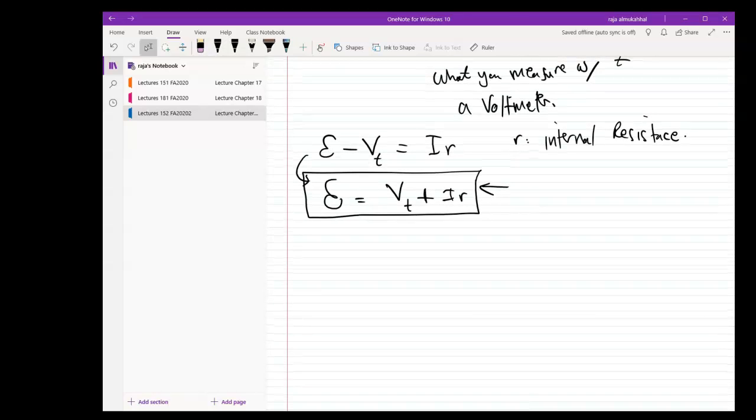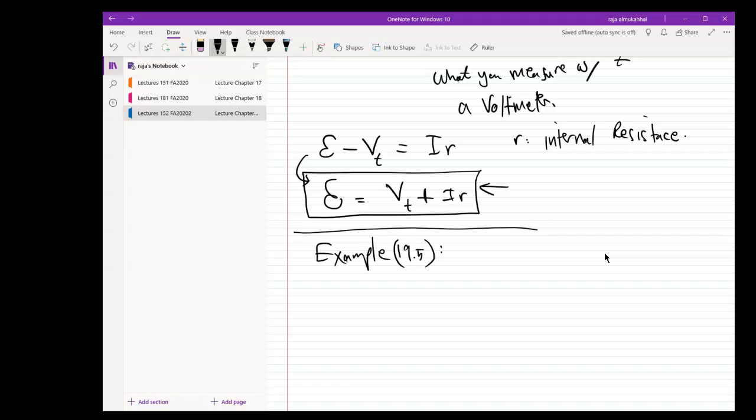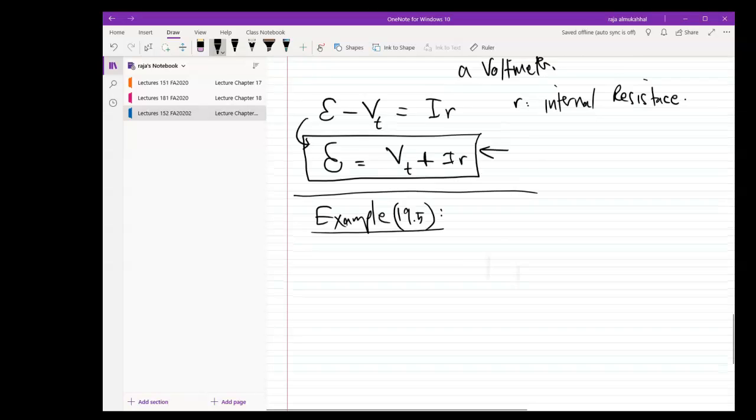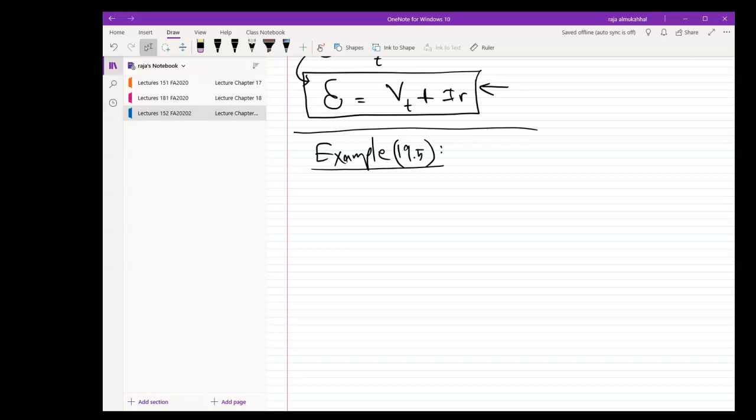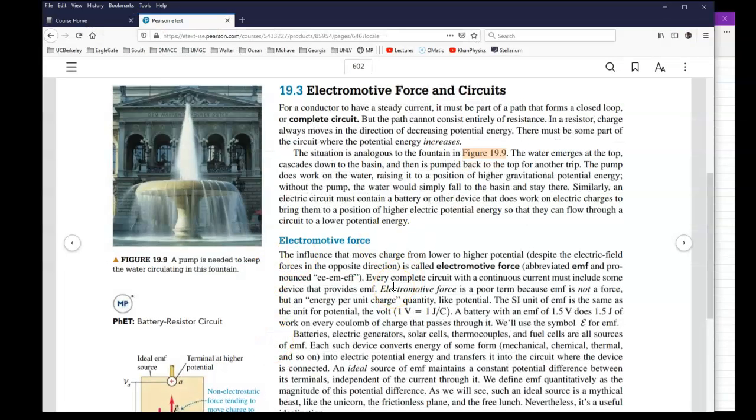That's an important formula that we need to deal with. I'll give you an example. Looking for an example from my notes here. Oh yeah, example 19.5. And we have, I think, at least one or maybe a couple of problems from the homework. I'll try and do one of them in this lecture. 19.5. Let me go to the book. Let me locate it first. Sorry, there it is. Page 604.